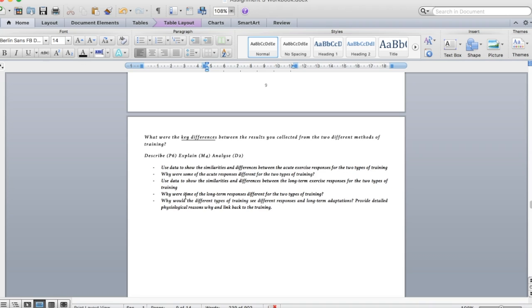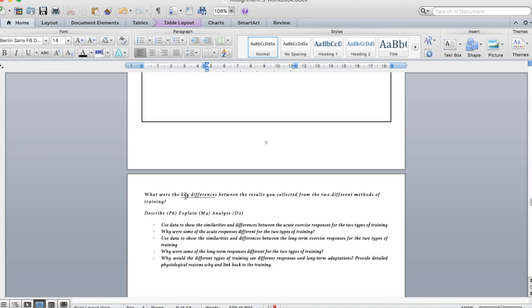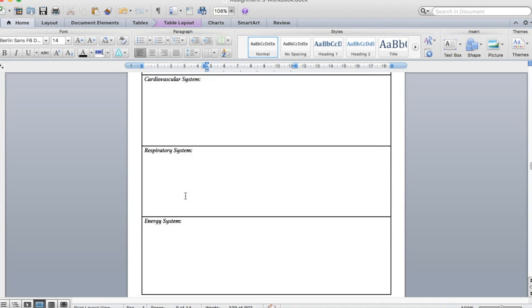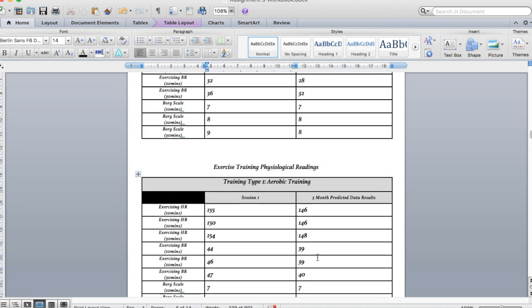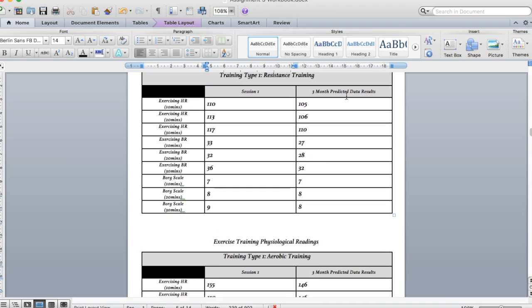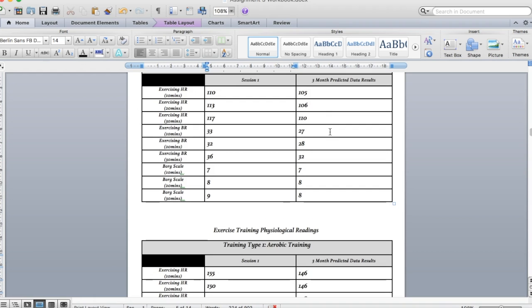Use the data to show similarities and differences between the long-term exercise responses for the two types of training. Same process. Okay, and you'll find that there's similar things. So you just use this column, the 3-month predicted column. All right, and we can see that actually both our heart rates have declined from the original score that we got. Why? Probably because we've had cardiac hypertrophy take place, which means that there's an increase in stroke volume and cardiac output.